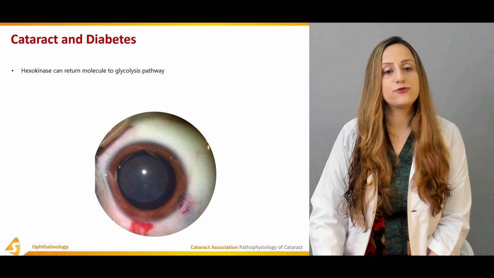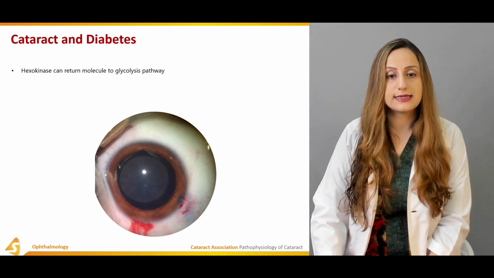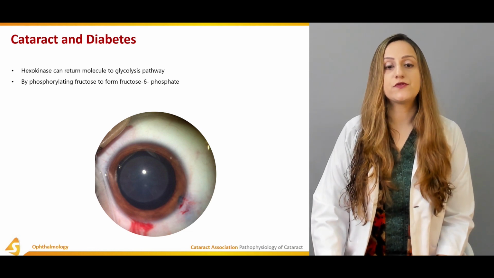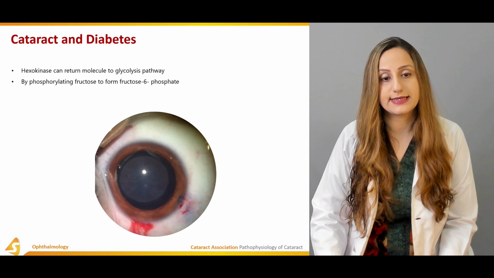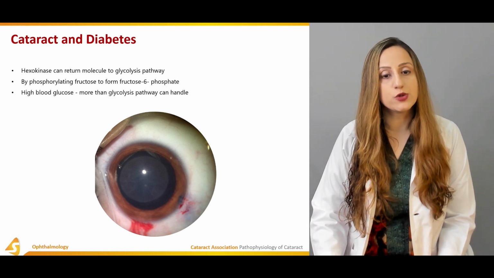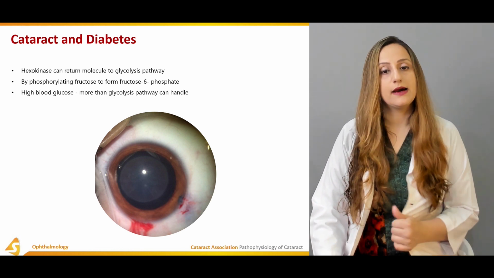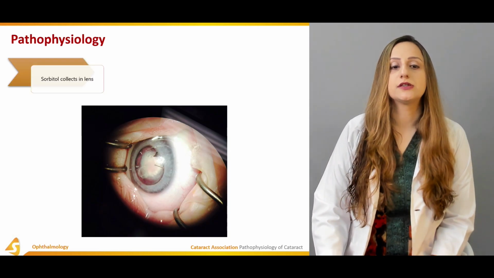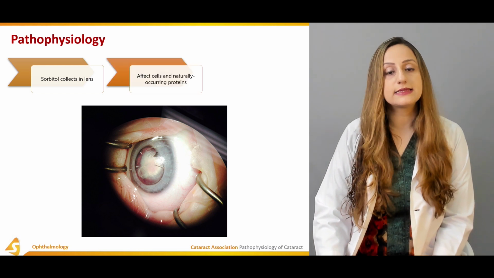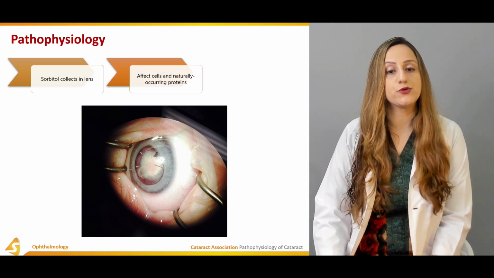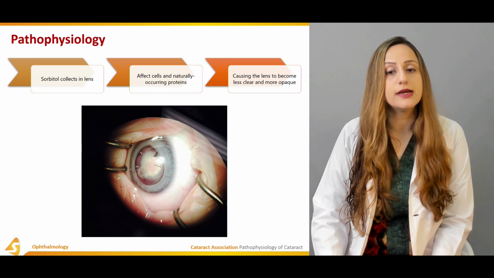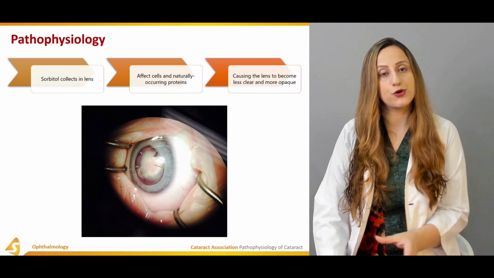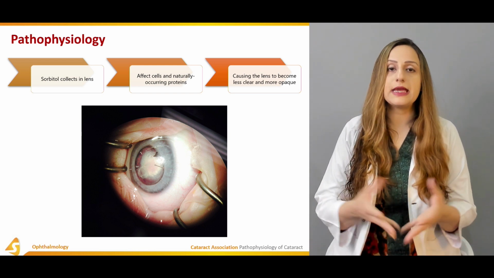The hexokinase can return the molecules to the glycolysis pathway as well by phosphorylating the fructose to form fructose 6-phosphate at this level. The high blood glucose is more than the glycolysis pathway can handle. Talking about the pathophysiology over here, the sorbitol collects in the lens, it affects the cells, and naturally occurring proteins are also affected, and it is basically causing the lens to become less clear and more opaque. Again, it is the same pathophysiology.